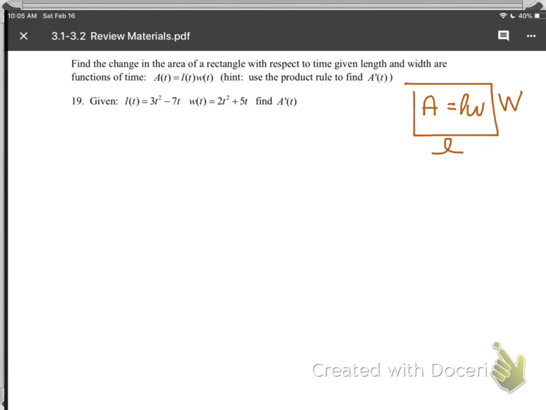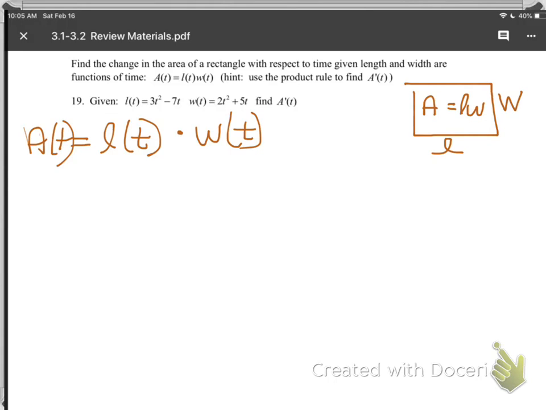So let's see how we're going to do this. If I know that area equals length, which is a function of time, times width, that's a function of time, that automatically makes my area a function of time as well. So things are changing. So let's read the problem and see what data they're giving us.